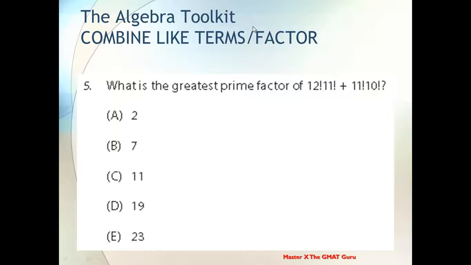Okay, first of all, since we want the greatest prime factor of this huge number, obviously that cannot be 2 or 7, because that's not the greatest prime factor. That's probably the least prime factor from the prime factors that exist inside this huge number, right? So we can safely and immediately eliminate A and B as possible correct answer choices. And now we're left with 11, 19, or 23.